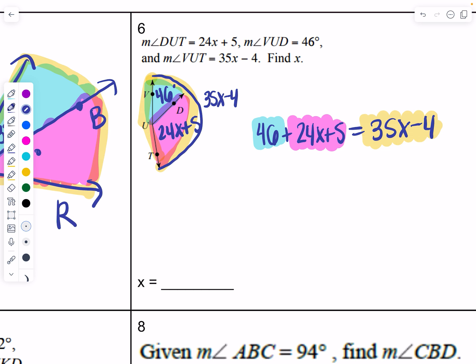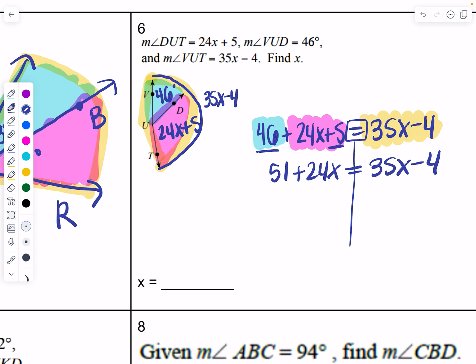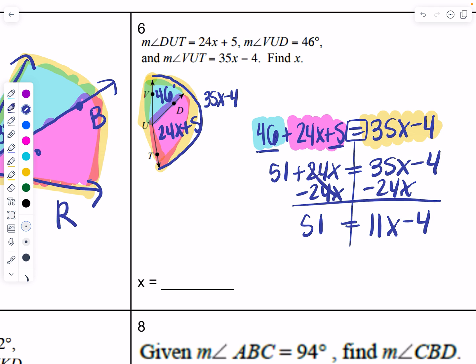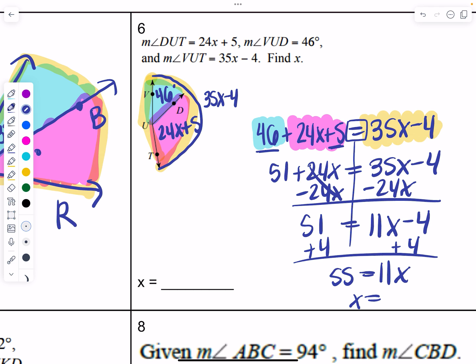And so now we're just going to clean up the left-hand side of this equation a little bit. We can put together my like terms of 46 and 5. That's going to be 51 plus 24x equals 35x minus 4. And then I'm going to subtract 24x from both sides. And then we have 51 equals, you're going to combine your like terms, 11x minus 4. And so we're going to add 4 to both sides. 55 equals 11x. So x equals 55 divided by 11, which is 5. So what is x? x is 5.